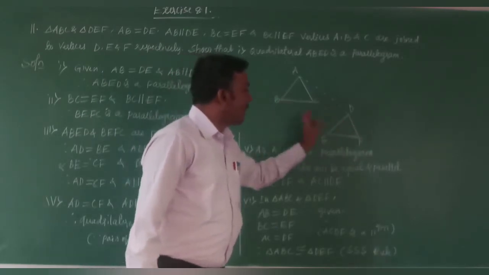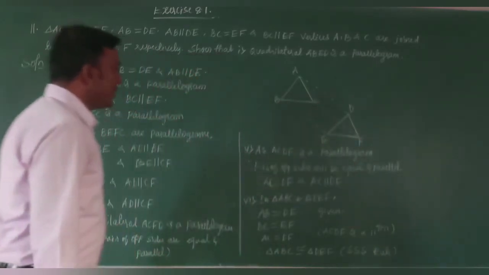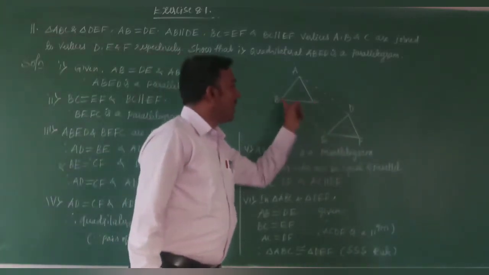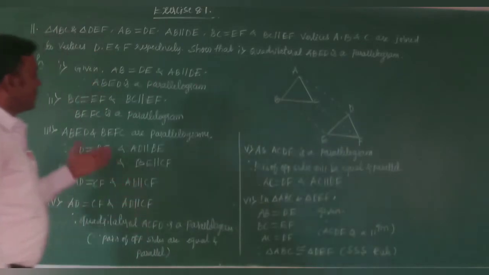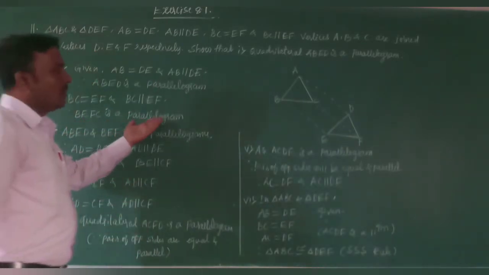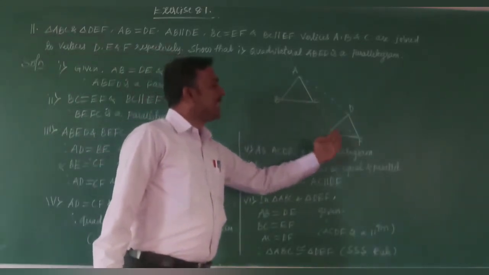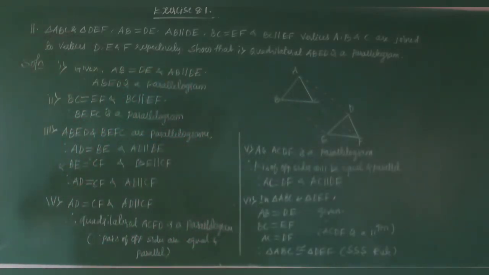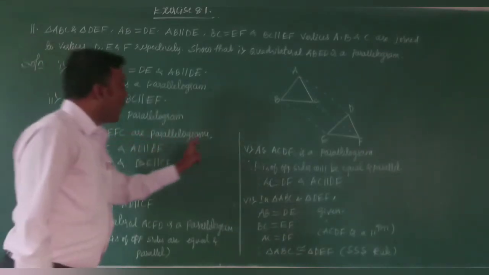BEFC is a parallelogram, we need to prove. Here it is also given that BC is equal to EF, and BC is parallel to EF. So BEFC is a parallelogram because opposite sides are parallel and equal. Third one is ABED and BEFC are parallelograms.